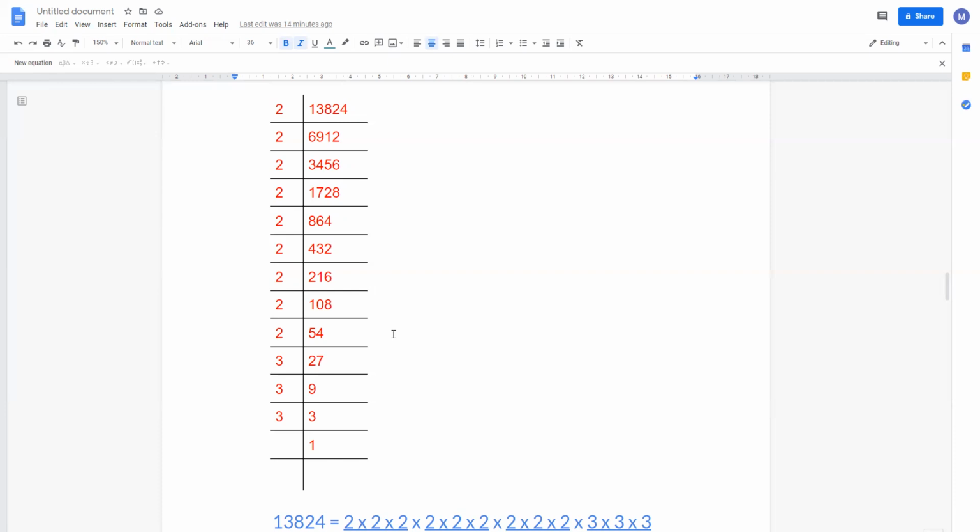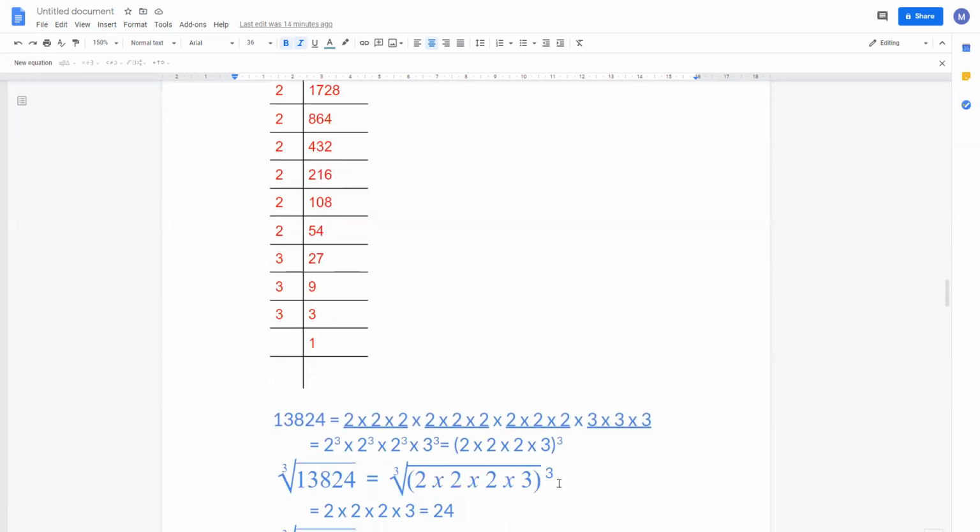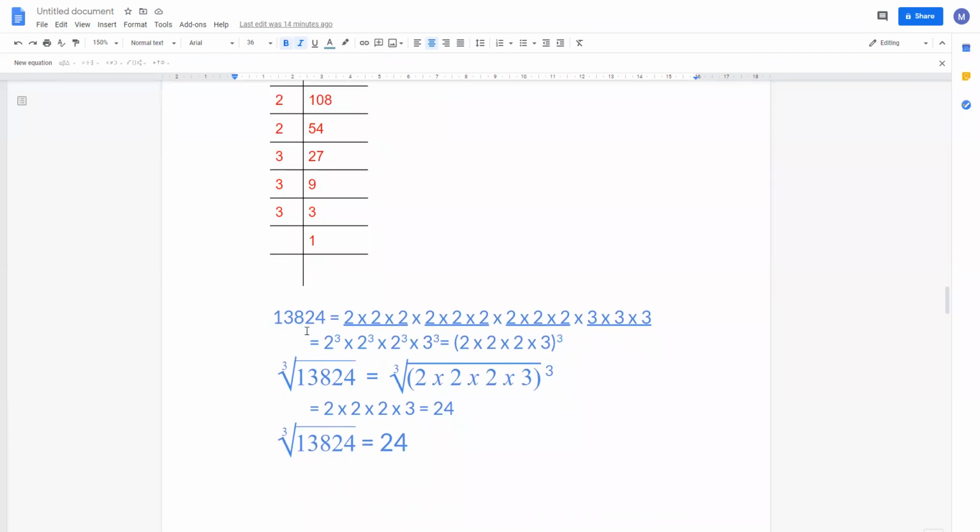So we can find the factors. If the number is big and you have a problem calculating mentally, you can take rough paper and divide, and write the quotient below each number. Now see how many times 2 is coming: 2 is coming 9 times. So 13,824 equals 9 times 2 and 3 times 3. Now make groups of three: underline three identical factors, then make the group. So 2 cube times 2 cube times 2 cube times 3 cube. Putting in brackets, (2 into 2 into 2 into 3) the whole cube.